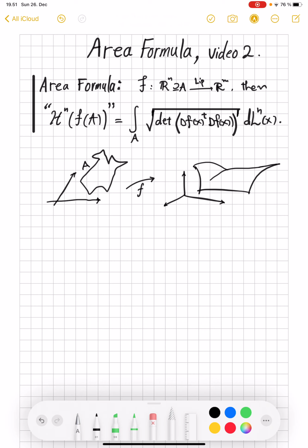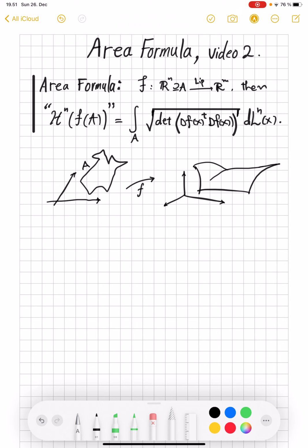Hi, this is my second video on the area formula, and in this video I will explain where this particular definition of Jacobian comes from. Recall that the area formula says for a Lipschitz map between Euclidean spaces, basically the n-dimensional Hausdorff measure of the image of a set can be found by integrating this Jacobian over the set A. This is in quotation marks because you have to count in the multiplicity.